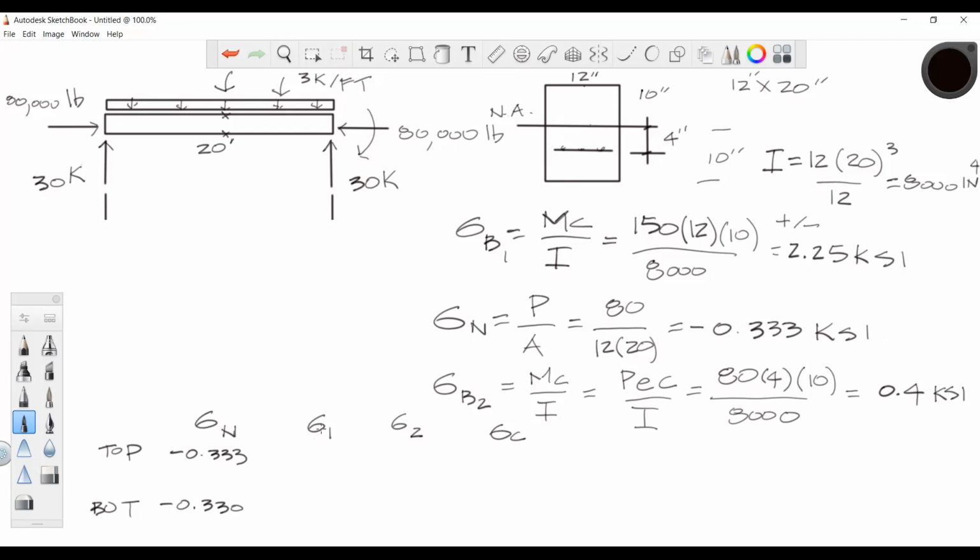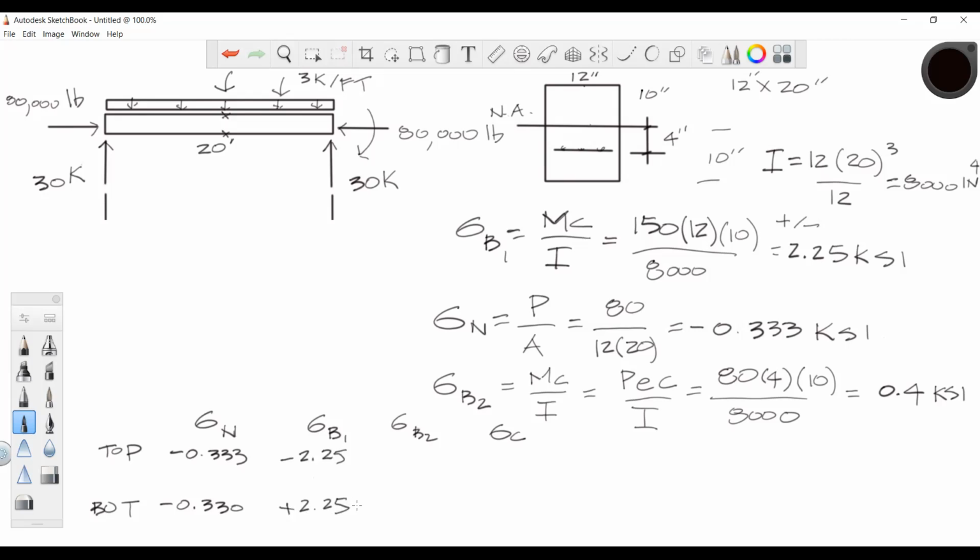Bending 1, let's look at that a minute. What do we say is happening due to the stress or the moment at the top fiber? Pushing this way, it's compressing the top and tensioning the bottom. So this is going to be a negative at the top, compression, and a tension at the bottom.